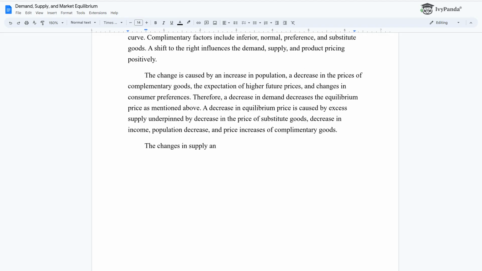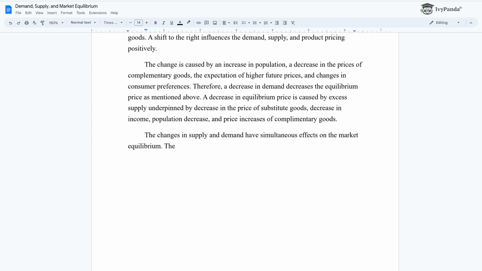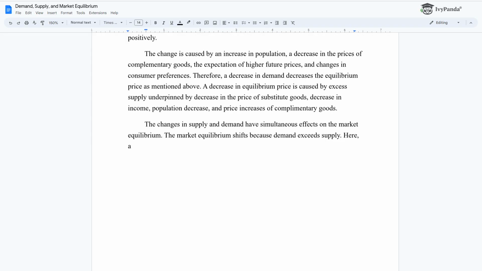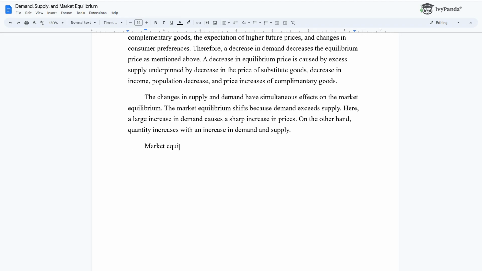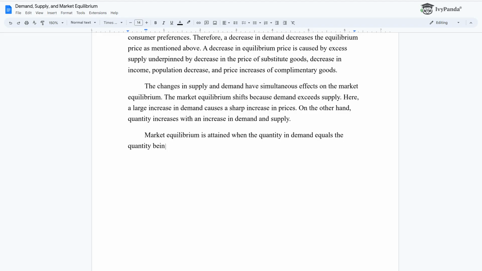The changes in supply and demand have simultaneous effects on the market equilibrium. The market equilibrium shifts because demand exceeds supply. Here, a large increase in demand causes a sharp increase in prices. On the other hand, quantity increases with an increase in demand and supply. Market equilibrium is attained when the quantity in demand equals the quantity being supplied. At this point, prices do not increase.